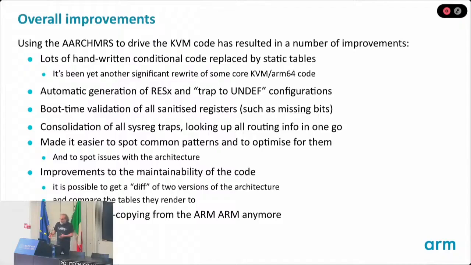And one of the things I use a lot is to be able to diff two versions of the architecture. It's quite enlightening sometimes to see that thing has changed. There's been a fix in the architecture. How do I reflect that into the KVM code? And you can actually regenerate your tables and compare what has changed. And yeah, we shouldn't copy anything from the ARM anymore as much as possible. And yeah, if you're doing it by hand, you're probably doing it wrong. That's been my take on this.